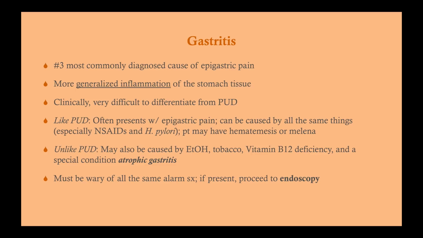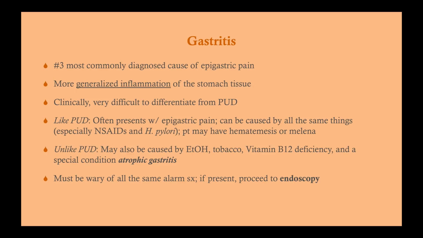Okay, gastritis. So this is the number 3 most commonly diagnosed cause of epigastric pain. This is a more generalized inflammation of the stomach tissue. Whereas with peptic ulcer disease, you have sort of like nicks or ulcers in the stomach or duodenum, this is just generalized inflammation. But otherwise, the integrity of the lining is fine. It's intact.